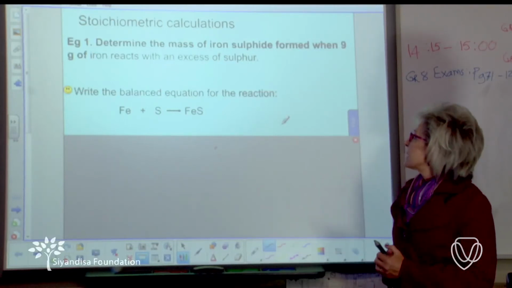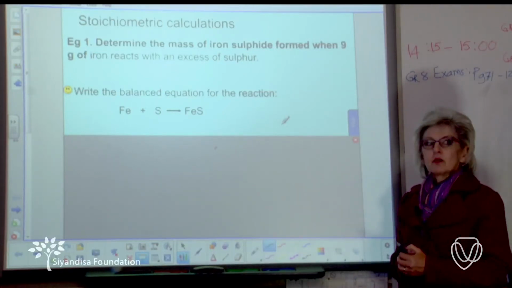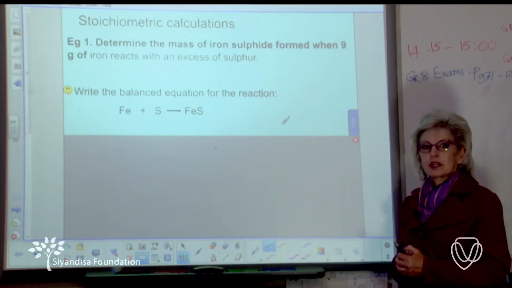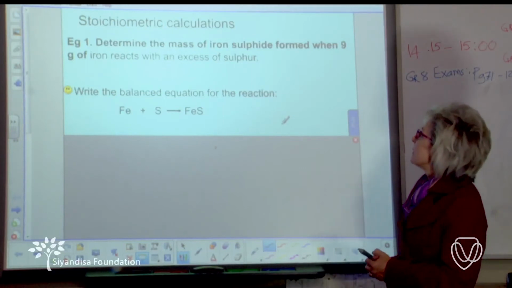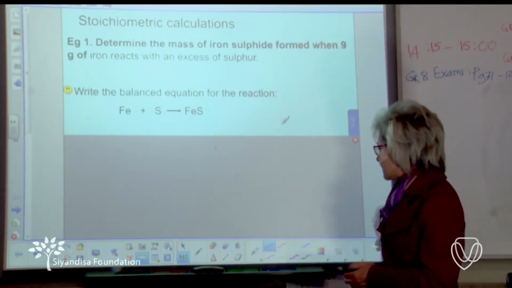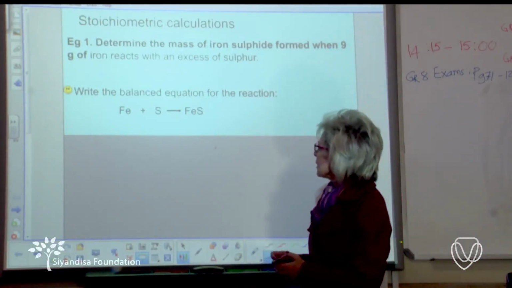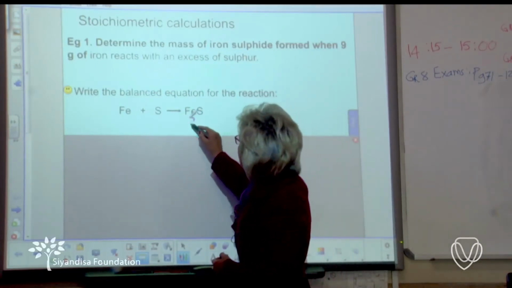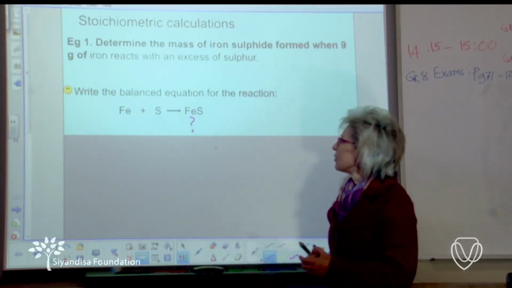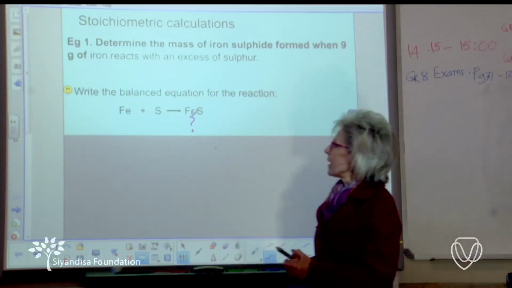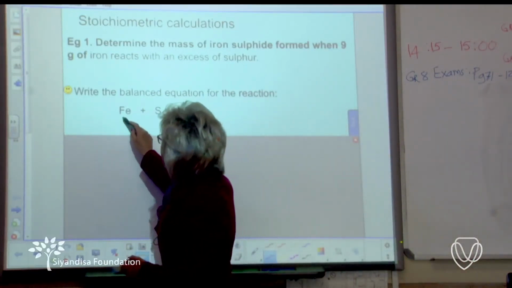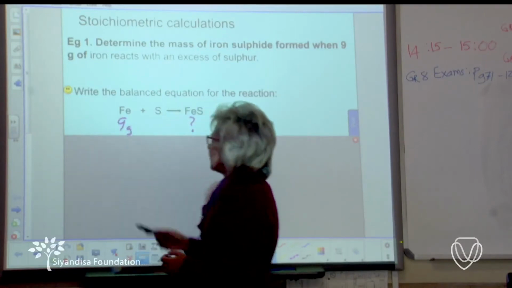What we do is, the data that's been given, we add to our formula so that we can see what do we have, what do we want to know. Determine the mass of iron sulfide. So I've got a question mark at iron sulfide. This is what I want to know. And what do I know? I've got 9 gram of iron. So for iron, I know I've got 9 gram.